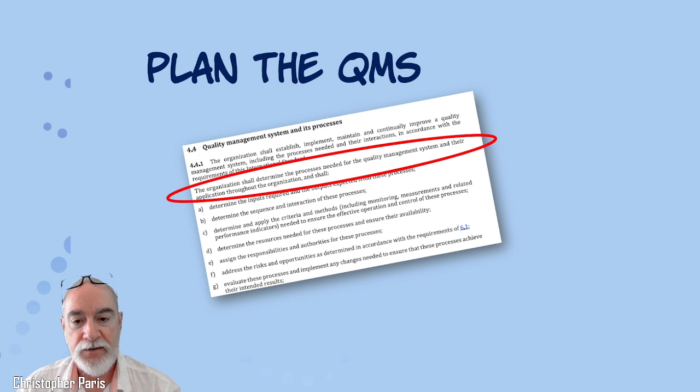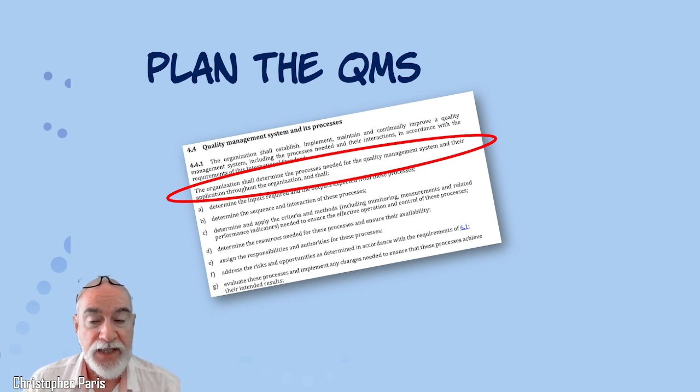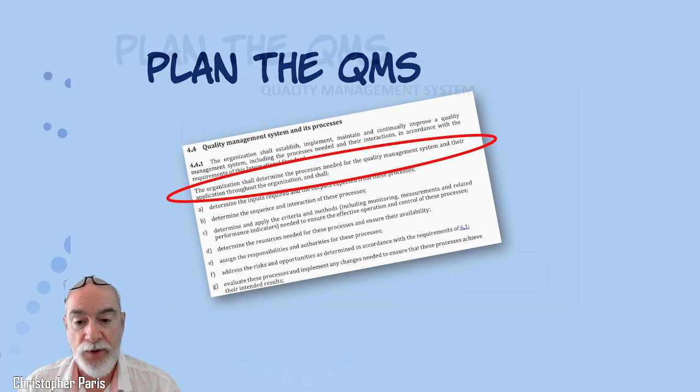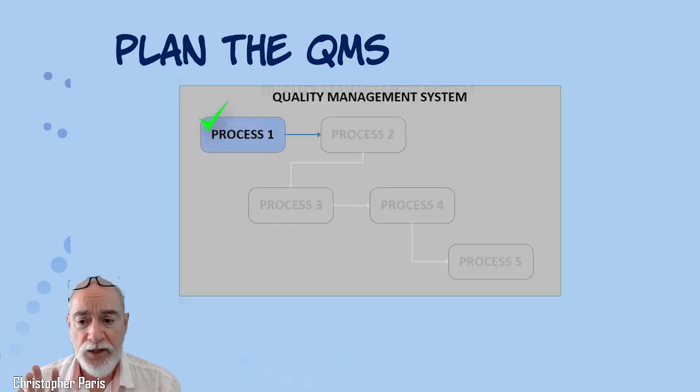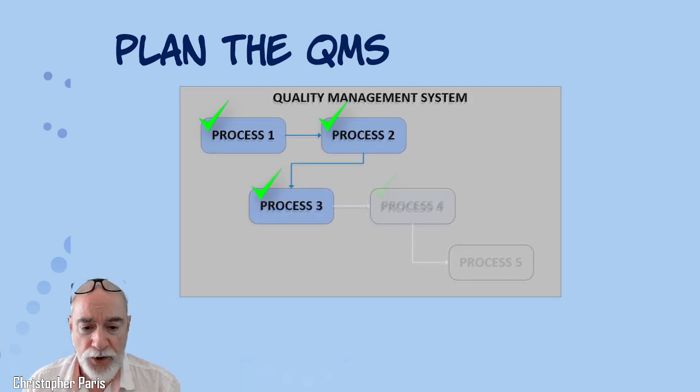The processes comprise a system. A system is a set of processes. You can't have a quality management system until you determine your processes, because that is what makes the system. So 4.4.1 says do that. Identify your processes, right? So then that's what you're going to do. You're going to think, okay, well, we have a set of company processes. What are they? And slowly you're going to start to identify them. First, you come up with the first process, the second, the third, the fourth.